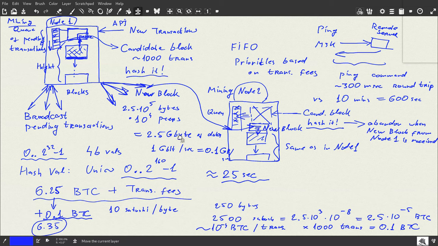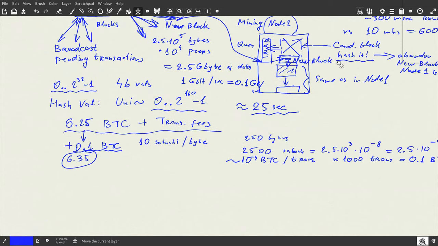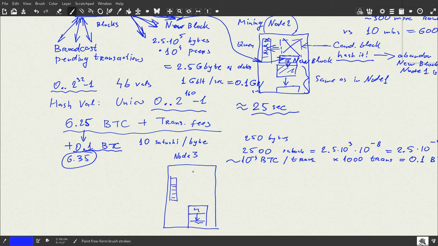But now another possibility may occur. So there would be node three, which does its own mining. So there was again the same initial blockchain as before, some kind of queue, and its own candidate block. And now node 3 has also succeeded in hashing this candidate block before it would receive a block from node 1.